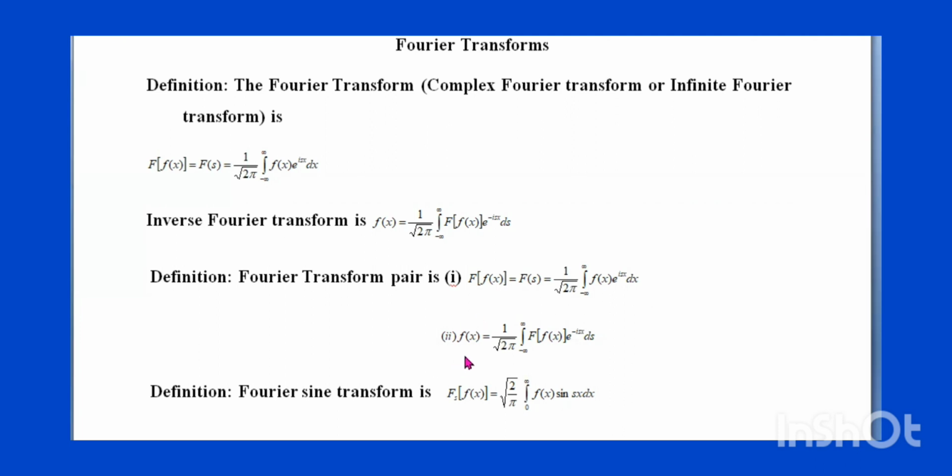The inverse Fourier transform is small f of x is equal to 1 divided by root 2 pi, integral over the limit minus infinity to plus infinity, F of s e power minus isx into ds. This is a Fourier transform pair.